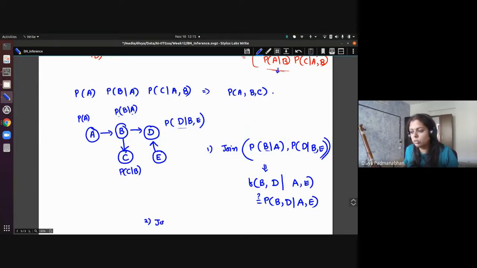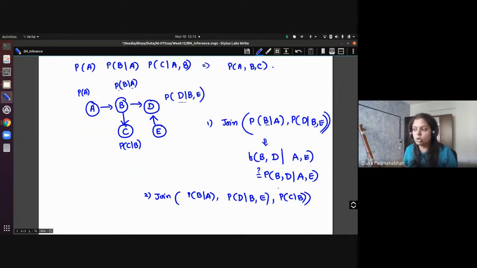The other join I want you to try is if you have P of B given A, P of B given BE, and what's the other one? P of C given B, right? So what do I get here? What's the new factor? Is that going to correspond to a particular conditional probability or not? Okay, so these are some things I want you to try as homework. This is going to come for the exam. Okay, so I'm just telling you now itself.